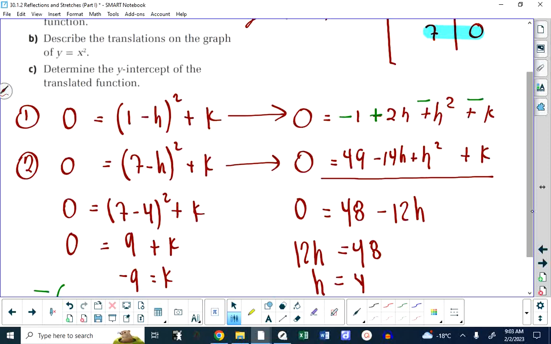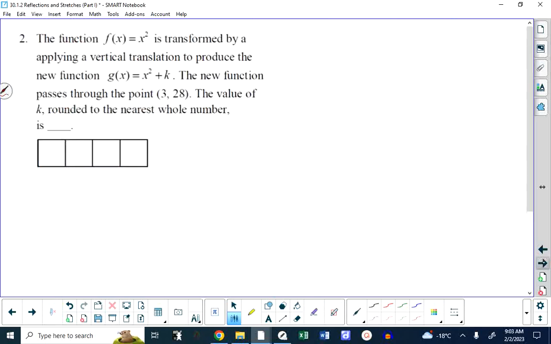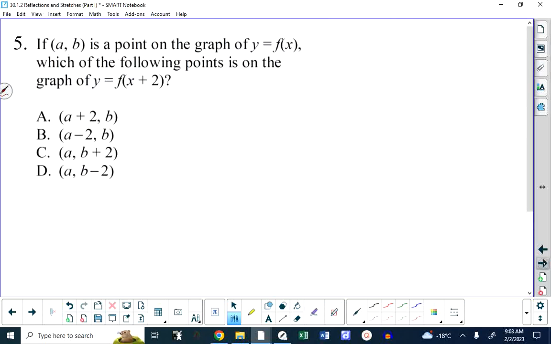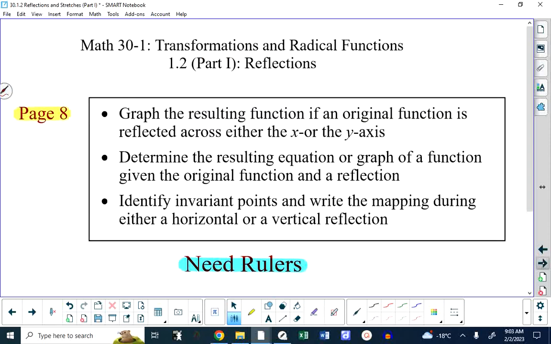All right. Let's move on then. We're going to be looking at section 1.2 today, and tomorrow. So 1.2 deals with what are called stretches and reflections. What we're going to be doing today is looking at reflections.